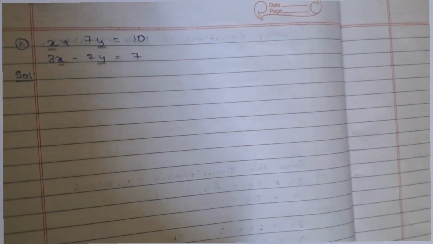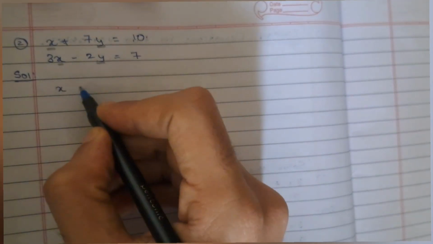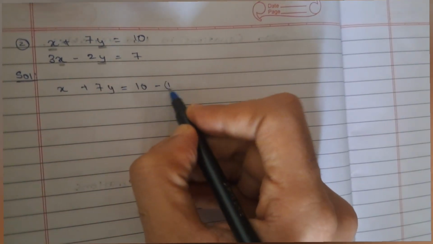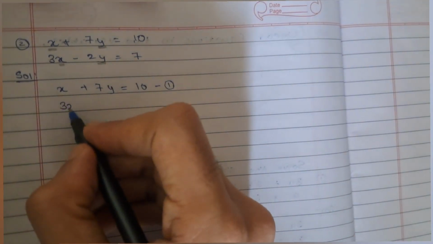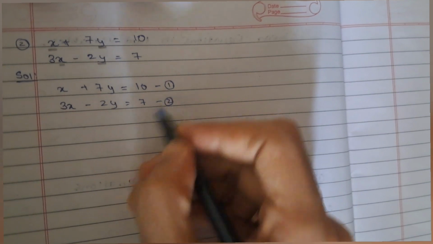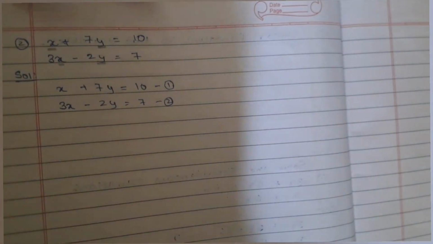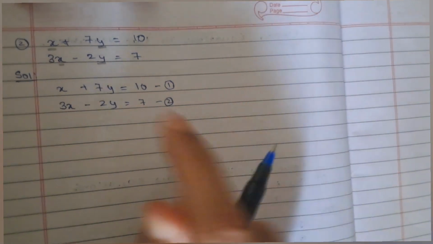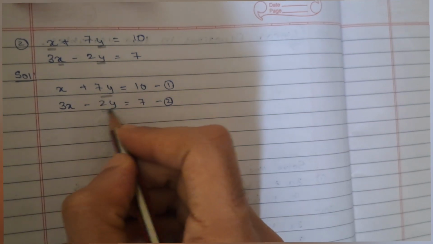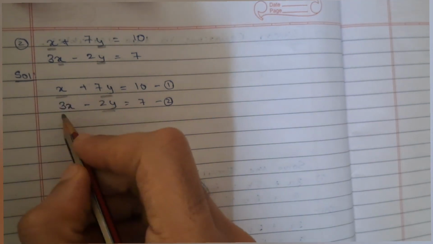So let's understand how to do this. I will just copy paste the same equations again, as I said before. I will not put my brain into this. I will just write it as equation number 1 and the next as equation number 2. Now the difference between this sum and the previous sum is that in the previous sum I had the same term with the same sign, and hence I subtracted it, correct? But here, if you see, there are no same terms. This is 7y, this is 2y, this is x, and this is 3x.